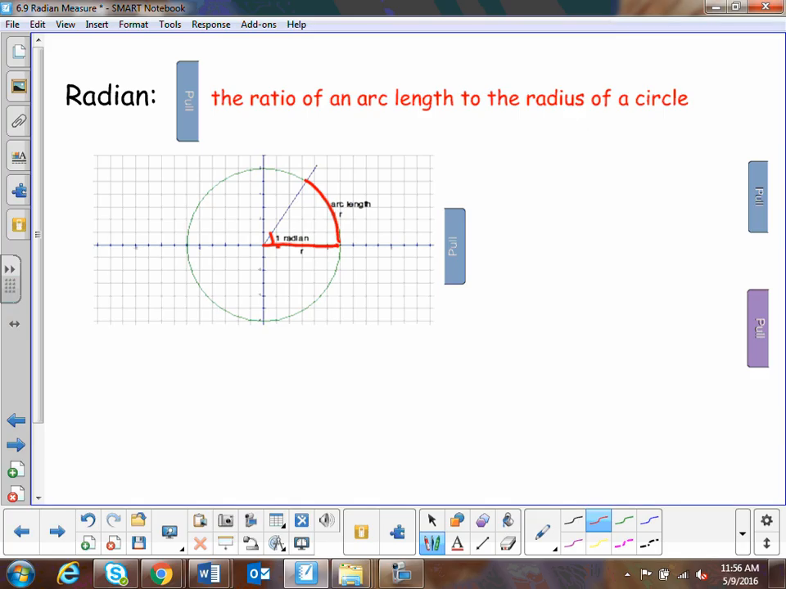If I were to continue that length, 6 more units, and it goes off right there, what would this arc measure or this angle measure be? 2 radians, okay? And so forth. So a radian is a measure of an angle or a measure of an arc, okay? It deals with the length of the radius and the ratio to the arc. So when it's 1:1, it's 1 radian, okay?